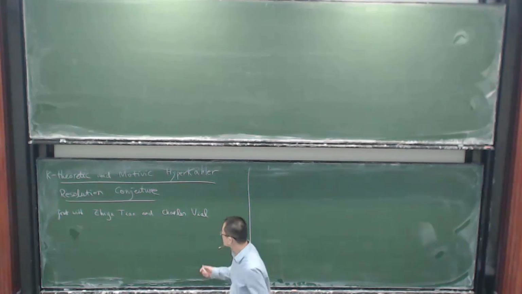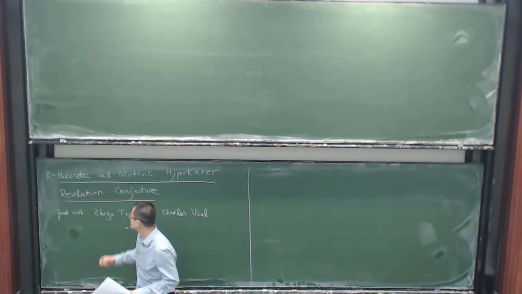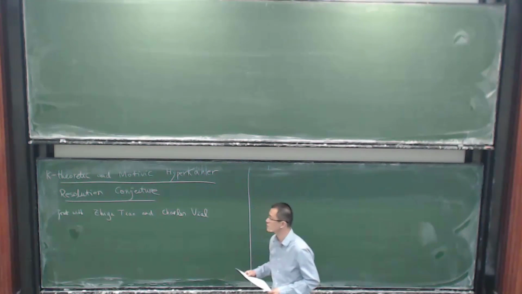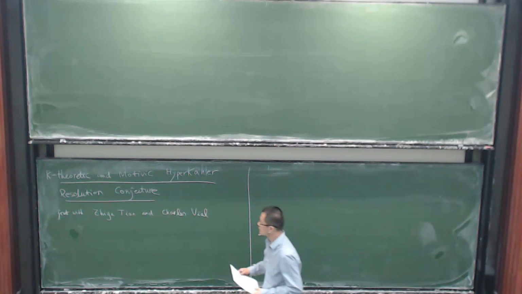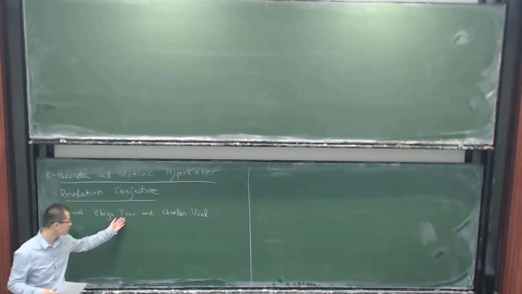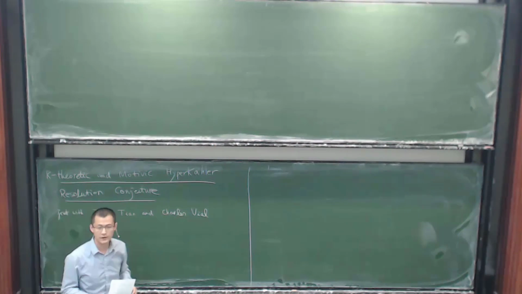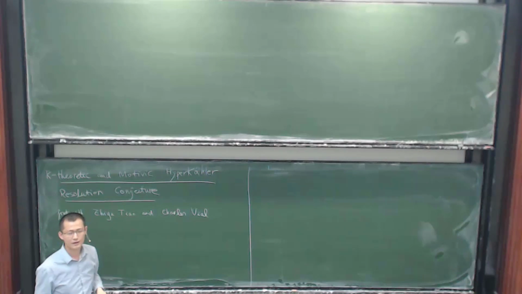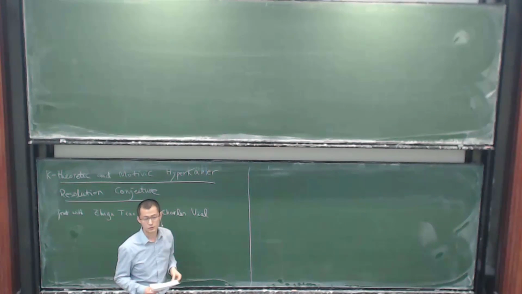The title I'm going to talk about is the K-theoretic and the motivic hyperKähler resolution conjecture. It is a series of joint work with Zhiyu Tian in Grenoble and Charles Vial in Bielefeld. So I guess for the title of the talk, I don't have to justify the first two words, giving the name of the program, and I will start with the word hyperKähler resolution.